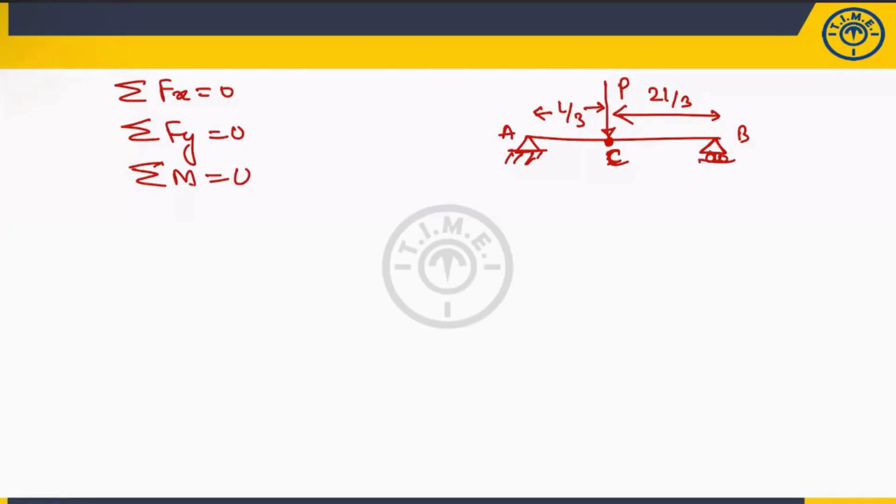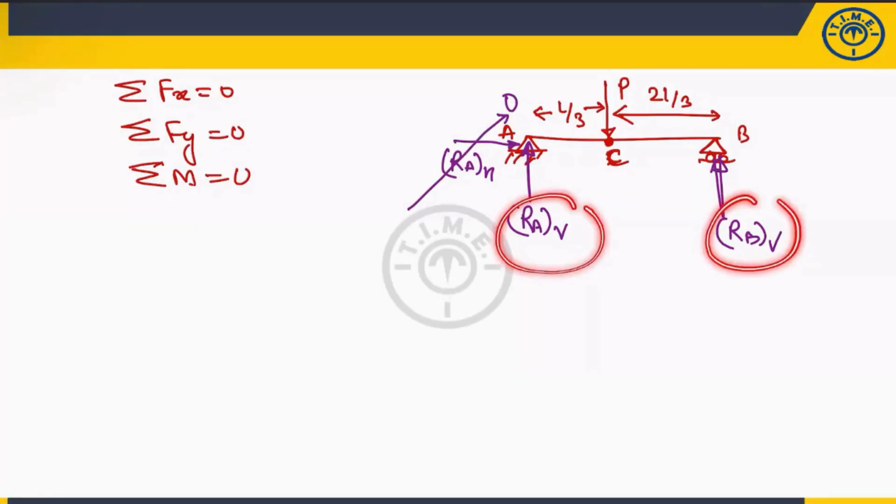Let us suppose this is the hinge joint, means there will be two reactions, RA vertical and this will be RB vertical. What about this? RA horizontal. Just once again, RA horizontal. Can we say the horizontal force value will be 0 because there is no horizontal force? So only two reactions are there.